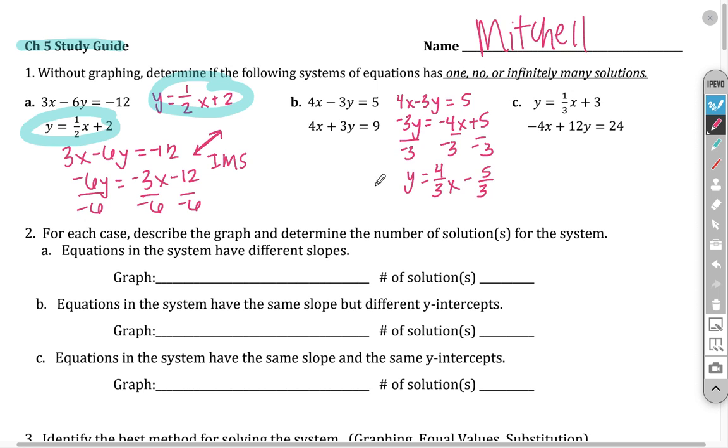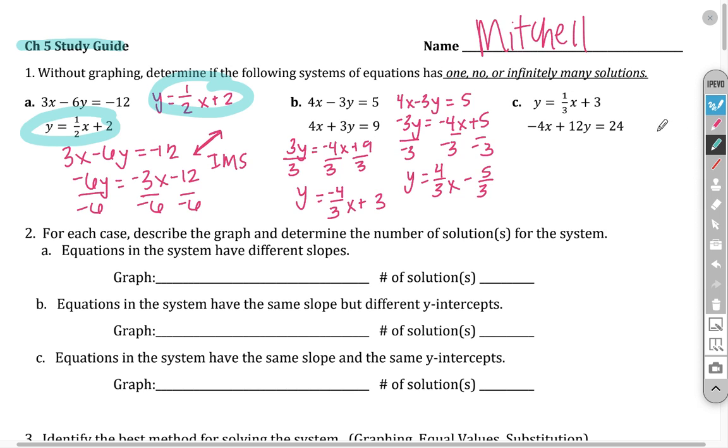But we also need to turn this one equal to y. So I'm going to skip a step and go ahead and subtract this 4x to the other side. So we've got 3y equals negative 4x plus 9. All we did was subtract that 4x. And now we're going to divide by 3. So y equals negative 4/3 x. 9 divided by 3 is positive 3. So we've got 4/3 x and negative 5/3, and then we have negative 4/3 x plus 3.